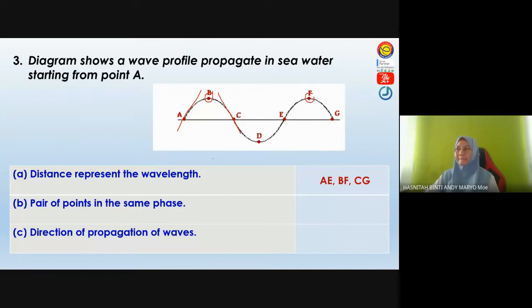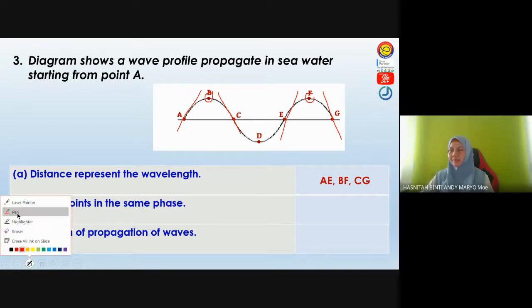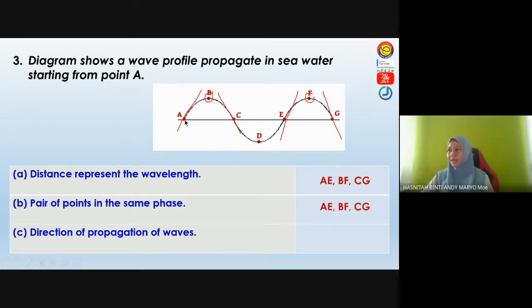Can we consider any more? AE. Okay, AE. Any more? We have CG. So these are in the same phase. So we have AE, and then we have BF, and then we have CG.